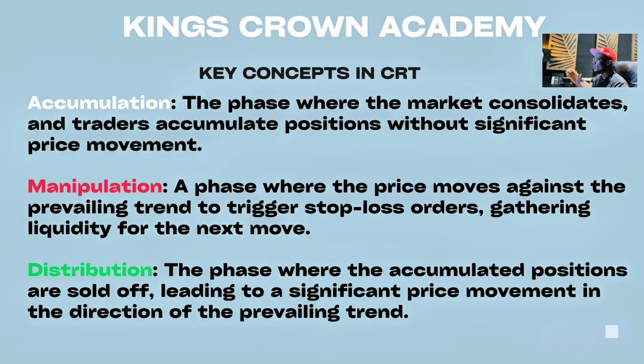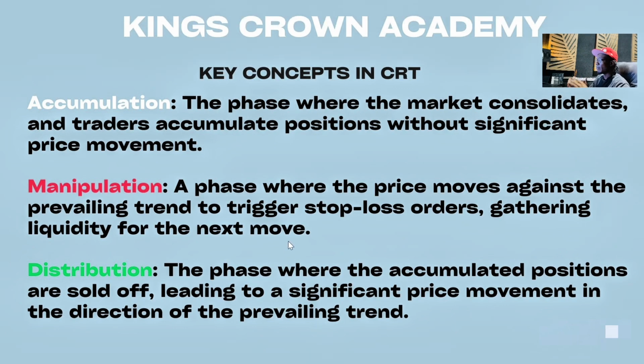So the accumulation phase is where the market consolidates and traders accumulate positions without significant price movement. This happens when you come to a chart and you see the market just bouncing off one zone and the other zone, and it's consolidating, it's accumulating orders.